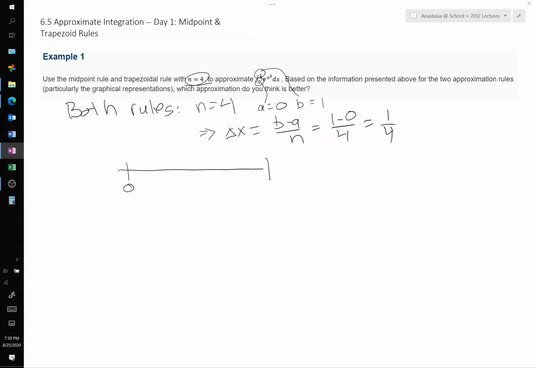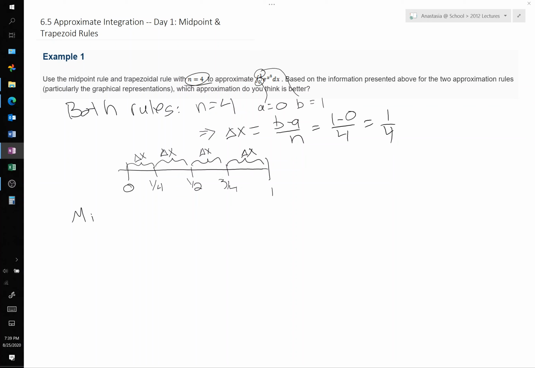Then this will allow us to find the x values that are dividing our subintervals. So we're going to have the interval from 0 to 1. We are going to have 4 subintervals like so. Our first x value is going to be 1/4 because that's delta x away from our beginning. Then we'll have 1/2 because that's delta x away from our previous value, then 3/4, and then we get to 1 at our endpoint. Each one of these widths is our delta x value.